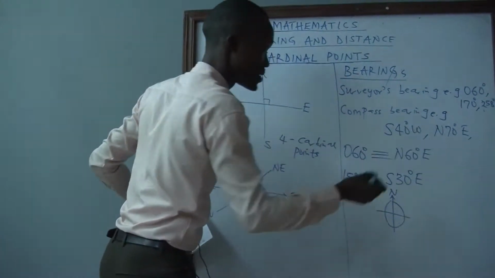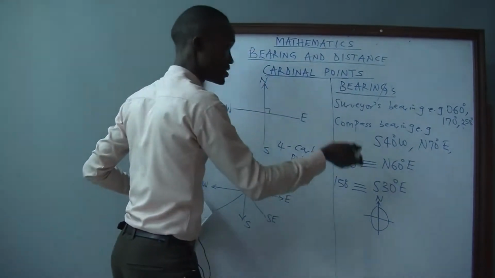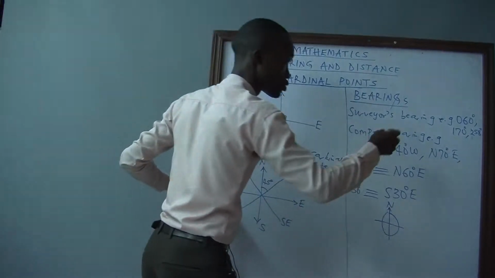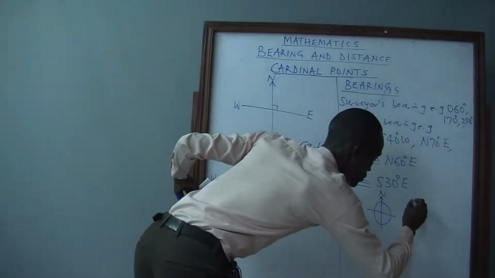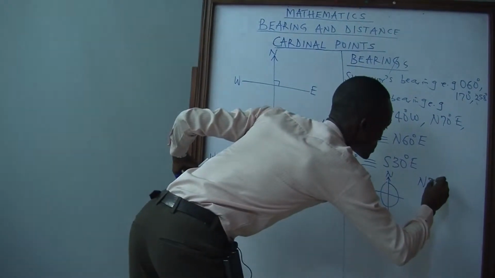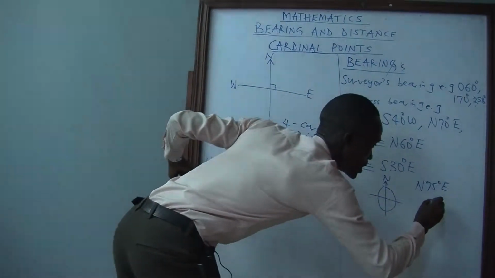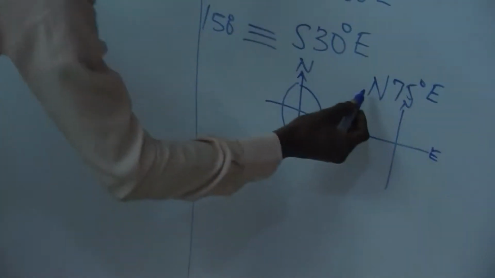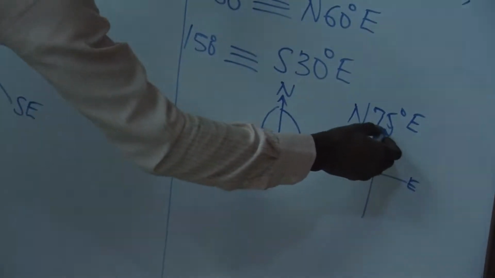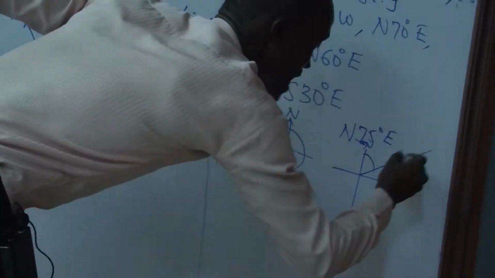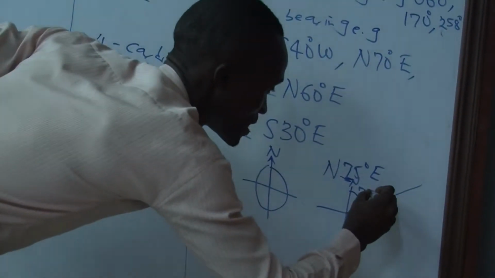But for a compass bearing, at times we have it in a clockwise direction and at times in an anti-clockwise direction. For example, if you want to draw the compass bearing for north 75° east, this is the north pole and this is east. We are coming from the north pole and moving 75° towards the east direction. So we have this, and we notice that this one is clockwise.